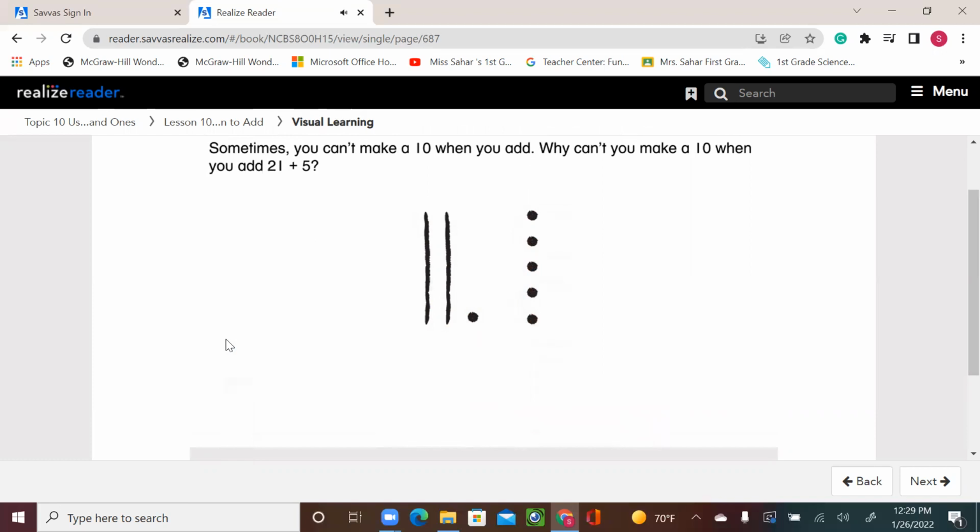Sometimes you can't make a 10 when you add. Why can't you make a 10 when you add 21 plus 5? Because remember, I make a 10 when I add the ones that make 10. But 1 plus 5 is only 6. So I'm not grouping ones to regroup and make a 10. It's less than a 10, so it will remain the same. It's going to be 26.